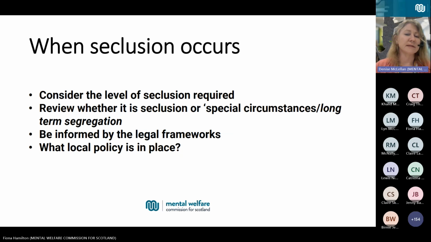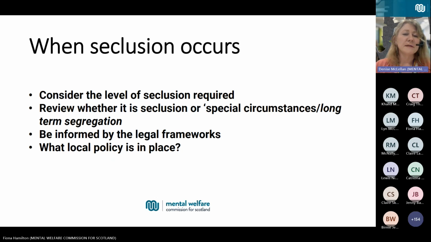It's written into the care plan, and it's been reviewed. So where people may have a suite of rooms and more freedom of movement within it, they're able to move around, it's still seclusion. And the purpose remains the same. It's still there to prevent them from mixing with other people in the wider environment due to the risk.